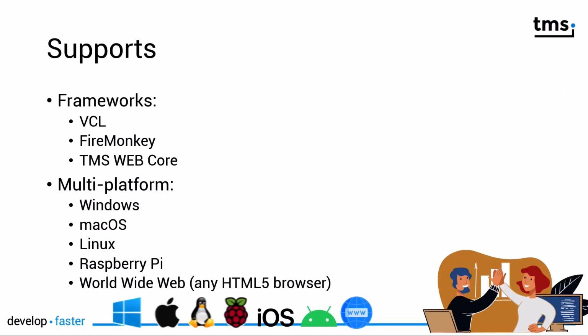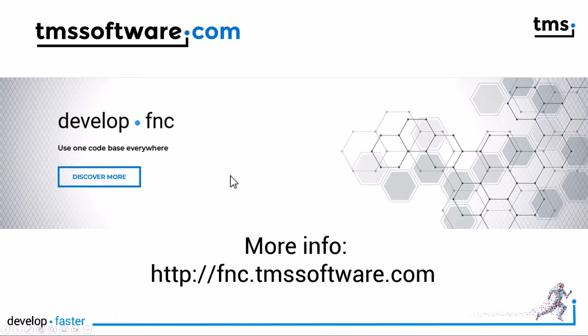And not only can you take advantage of the control in the visual component library, the VCL, no, FireMonkey and TMS Web Core are also supported. That means you can build multi-platform applications learning one control. You can use the same control, the same memo control in the VCL, FireMonkey, and TMS Web Core, and direct your applications to Windows, macOS, Linux, the Raspberry Pi, and the World Wide Web to any HTML5 compatible browser. That is the power of FNC and its controls.